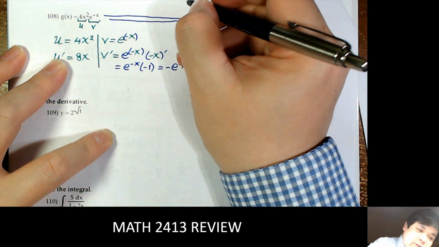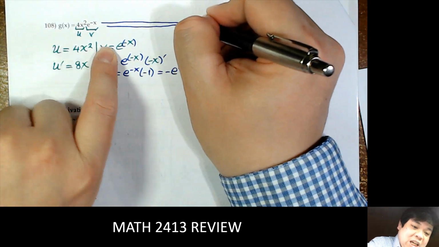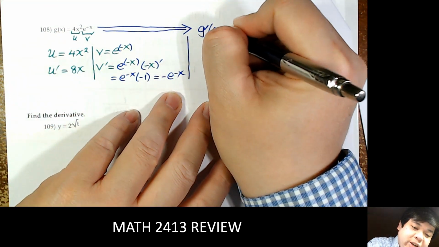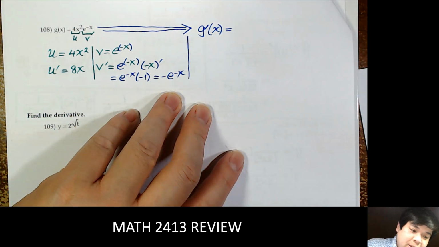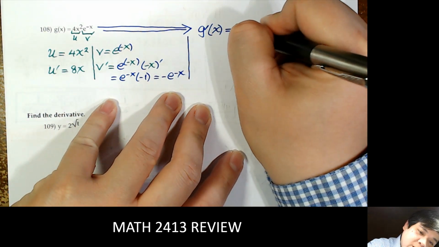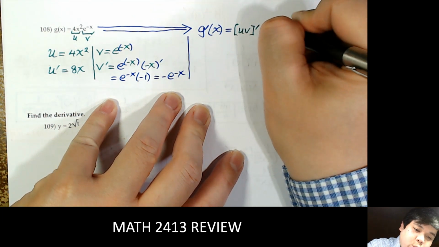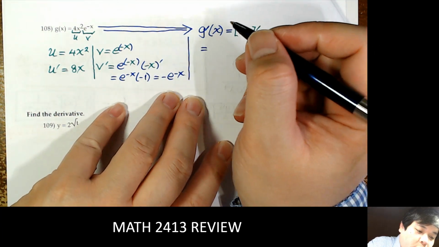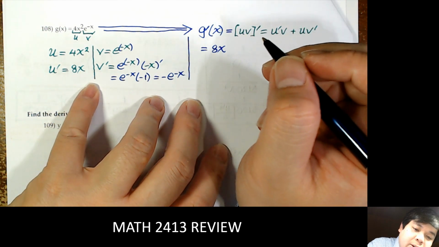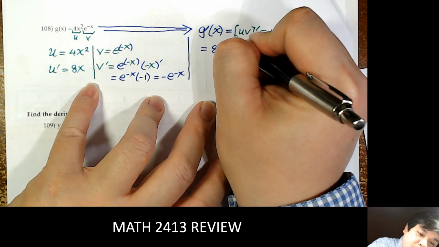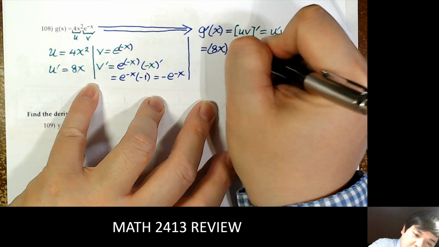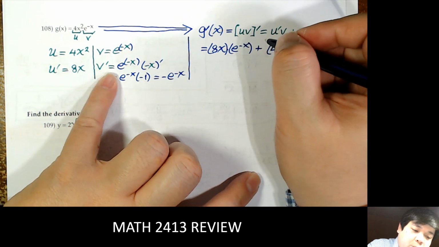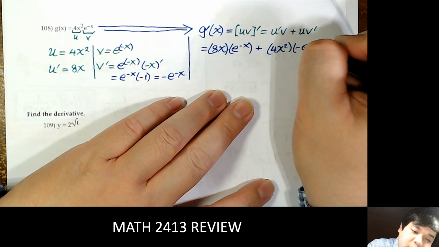Now we will take the derivative. I don't write equal, that's why I write the arrow instead. It cannot be equal because that's the function. This is the derivative. Right, derivative of the product. Product rule, u prime v plus u v prime. U prime 8x, v e to the negative x, plus u 4x squared, v prime negative e to the negative x.